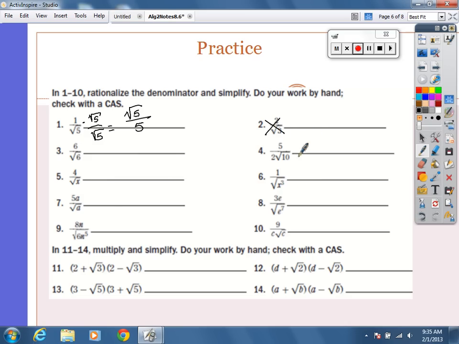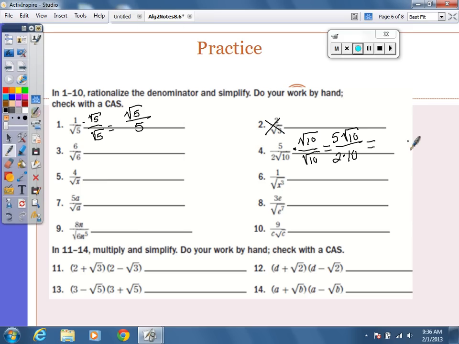I'm going to do 4. On this one, I'm going to multiply the top and bottom by the square root of 10 over square root of 10. I will get 5 square root of 10 over 2 times 10. You can simplify the 5's first, or you can multiply first, whatever you see. I am going to simplify this 5 with the 10. That will leave me the 2 down below, so I get the square root of 10 over 4.